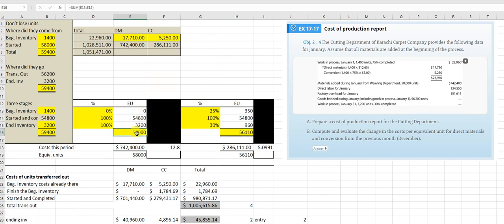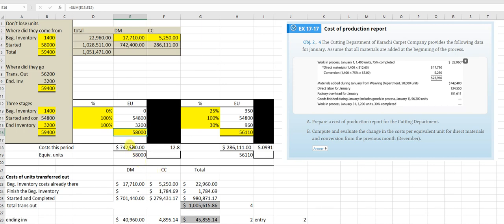This should make sense because if I add all the materials when I start it, and I started 58,000, this should be 58,000. It is not a coincidence that number is the same. All right, but the conversion costs are different simply because they were different stages done.